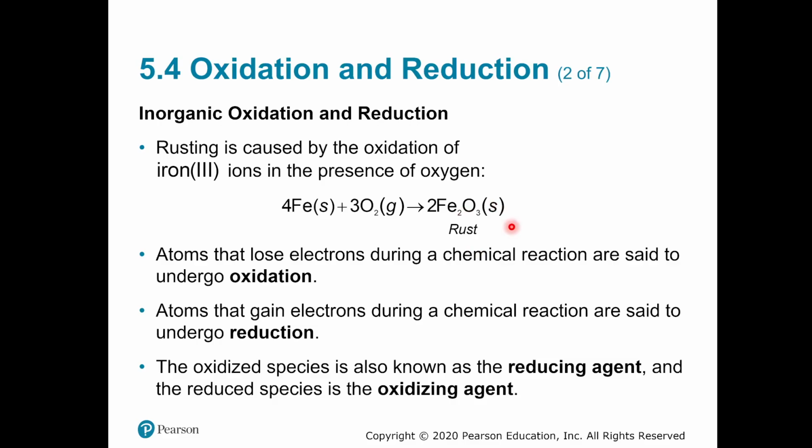Okay. Can everybody see that okay? Okay. So iron lost electrons. So iron was oxidized, right? Oxygen gained electrons. Oxygen was reduced, right? One of the most common oxidizing agents is oxygen. That's actually where the terminology comes from. So like oxygen oxidizes things.